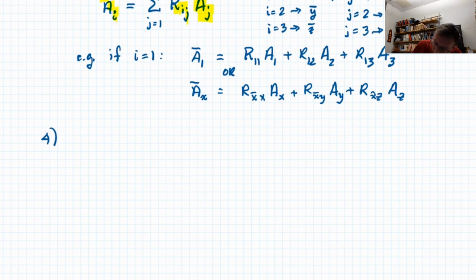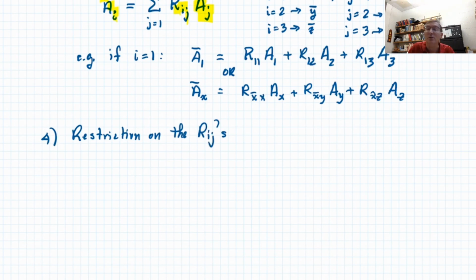Restriction on the 9 R_ij's, the matrix of direction cosines. It's all based on the fact that we require the magnitude of the vector, or the magnitude squared, to be unchanged.